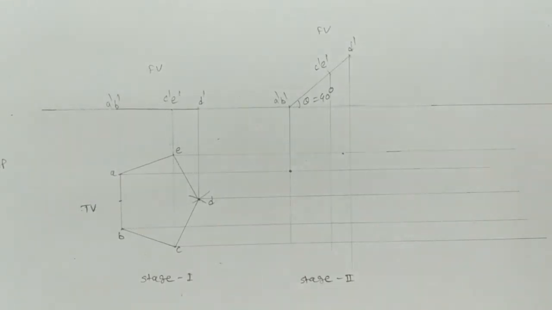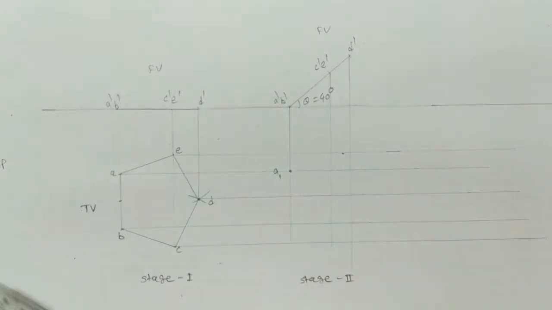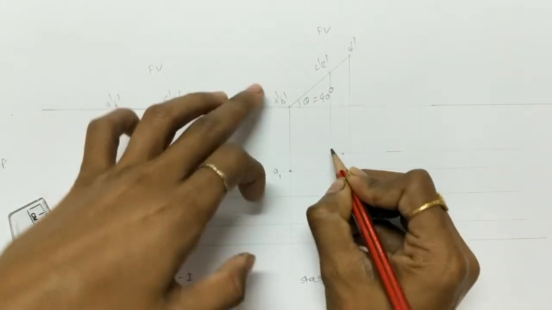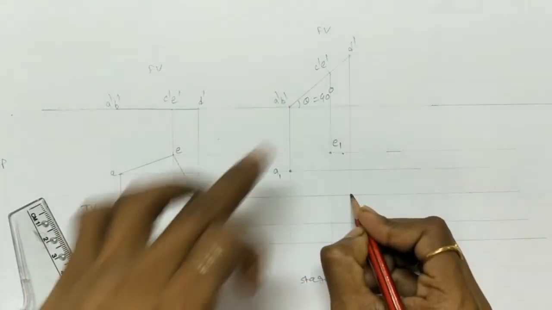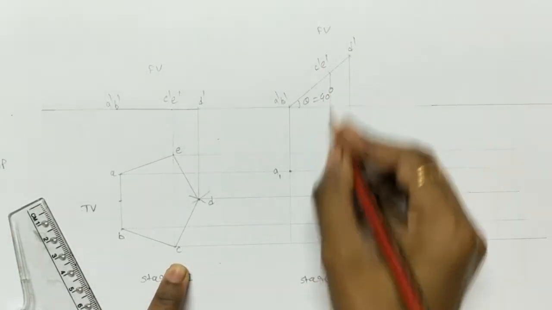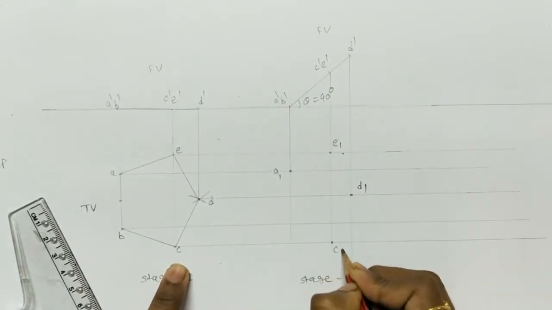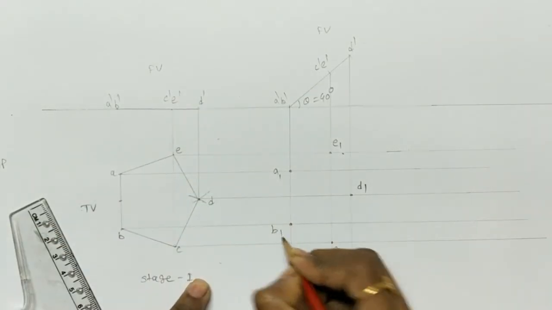So this is A1 point, then E point and E1 point. So E1, then D point and D dash line. So D1, C point and C dash line, C1, B point and B dash line. So this is point B1.